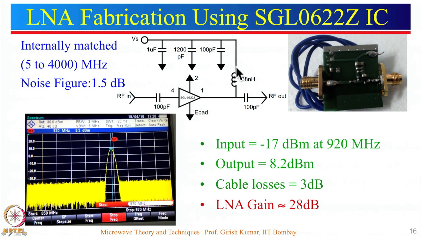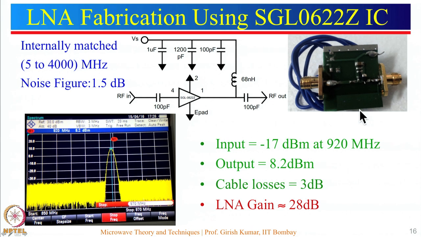You can see that there are 3 parallel capacitors connected to the ground. What are these values? So, 1 microfarad is basically to reduce the ripple in this particular power supply. These 2 capacitors are mainly to reduce the transients at higher frequency, and this is for the mid frequency range.